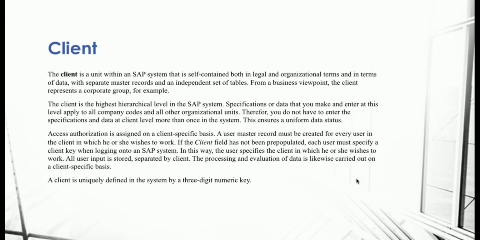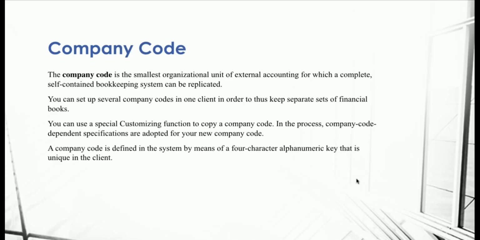Okay. After client comes the company code. Once a client is available, you create a company code, because without creating a company code, you cannot do anything in SAP. So the company code is the smallest organizational unit for external accounting, because a company code is a legal entity. So we want to carry out our company accounting there, right? You can set up several company codes in one client. So one client can have multiple company codes.